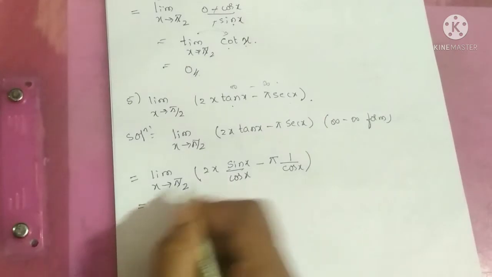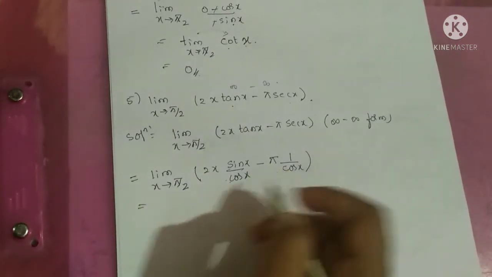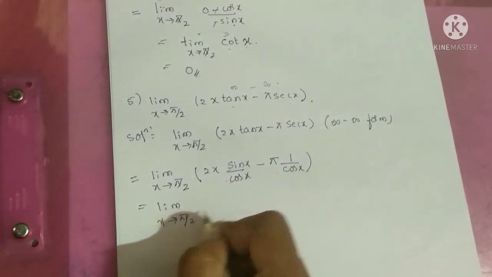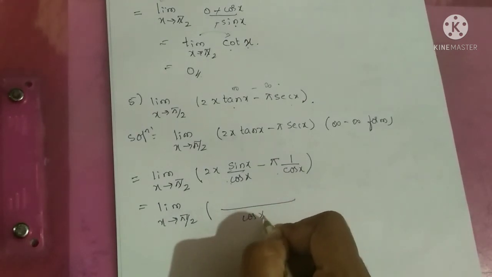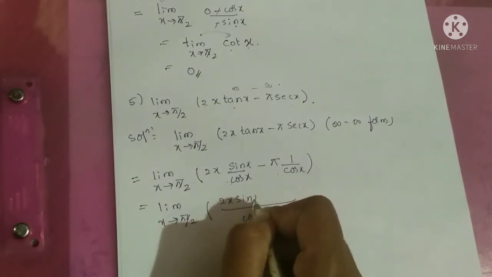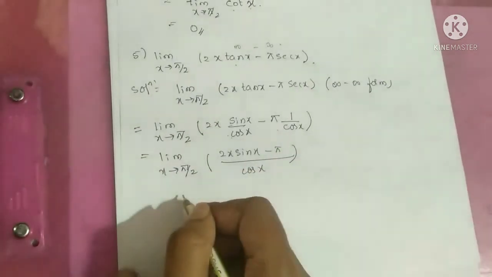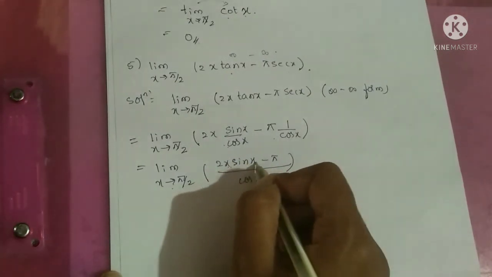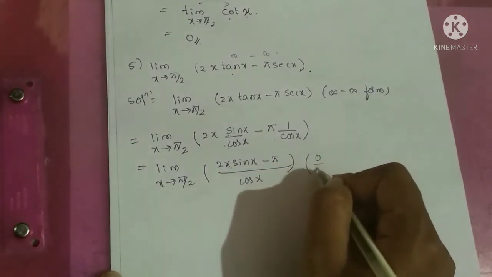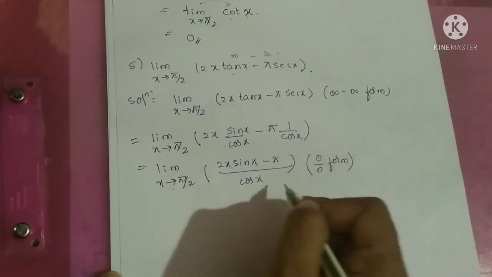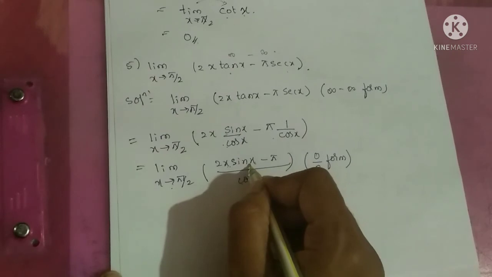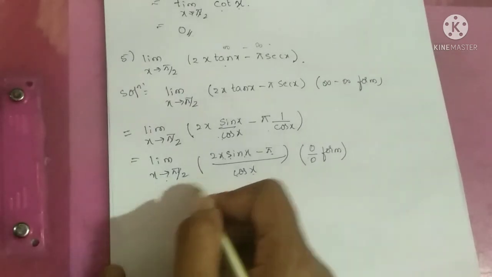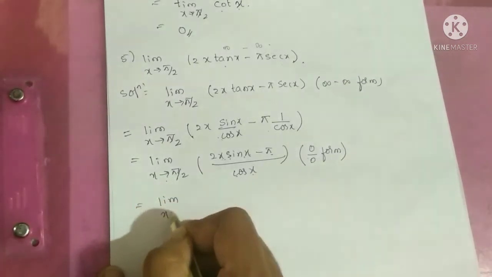So here now you have two terms in the form of fractions. When you have a difference of two fractions, you can take the LCM. So the LCM is cos x, and the numerator will be 2x sin x minus pi. Now apply the limit here: 2 into pi by 2 sin pi by 2 minus pi, you will get 0. And cos pi by 2 is 0. So when you substitute the value, both give 0 by 0 form. So here limit x tends to pi by 2.